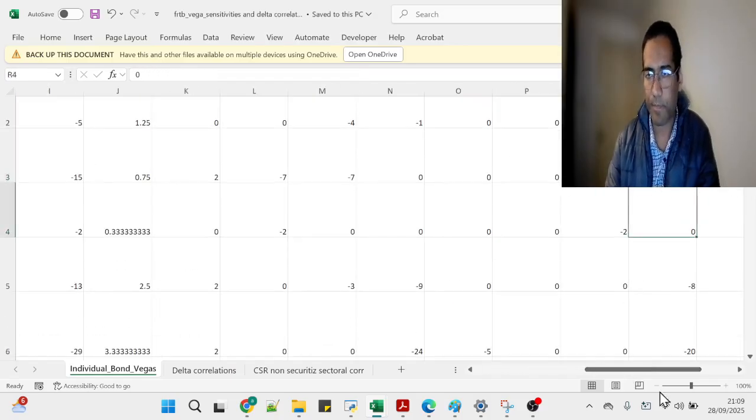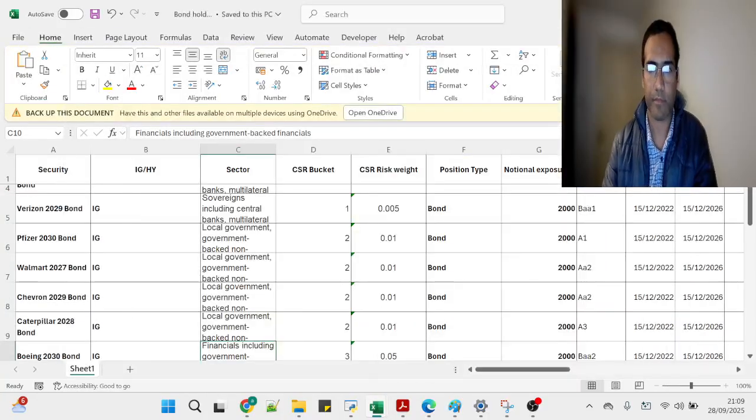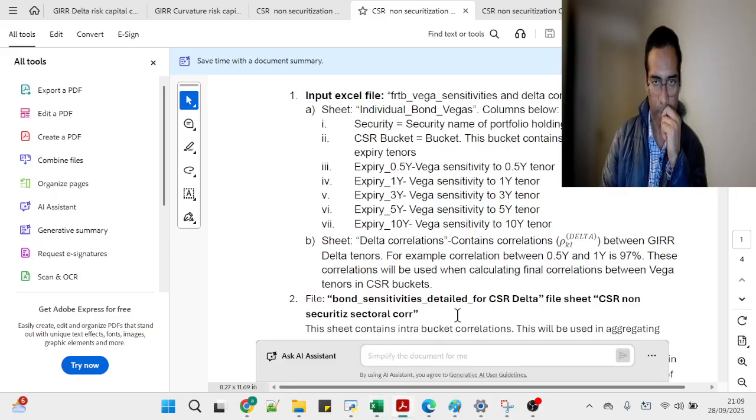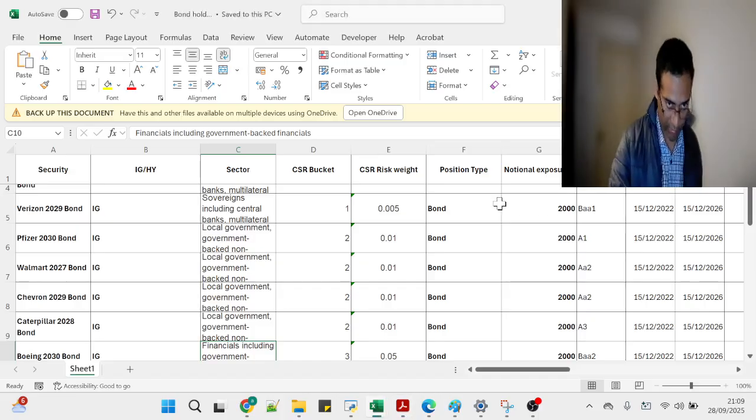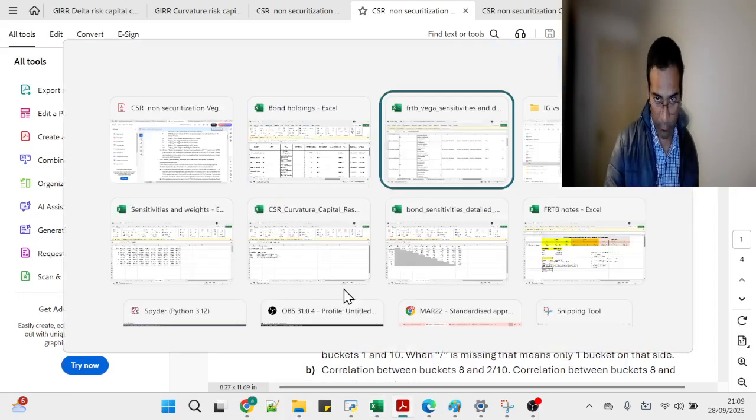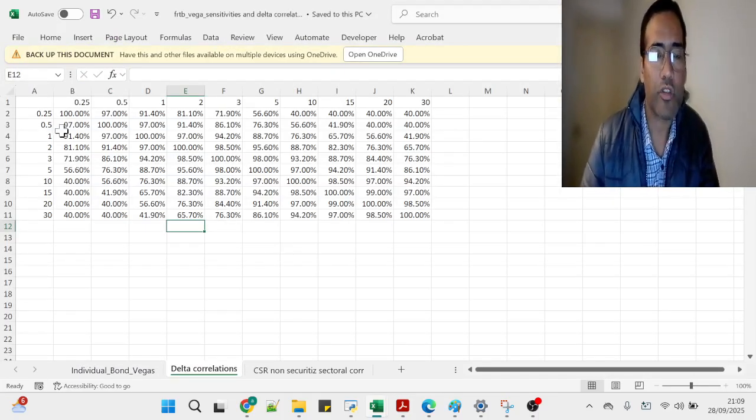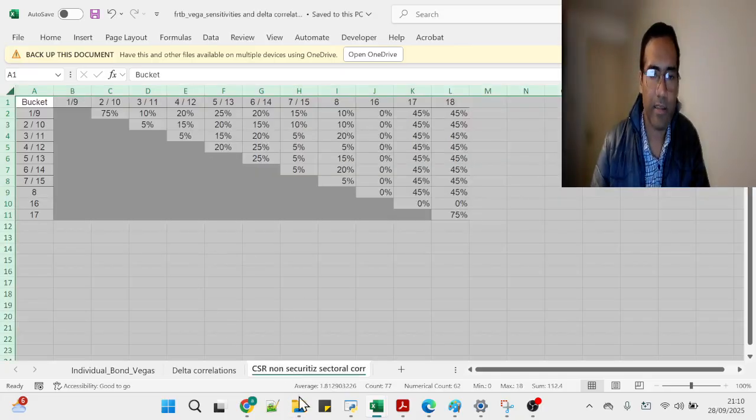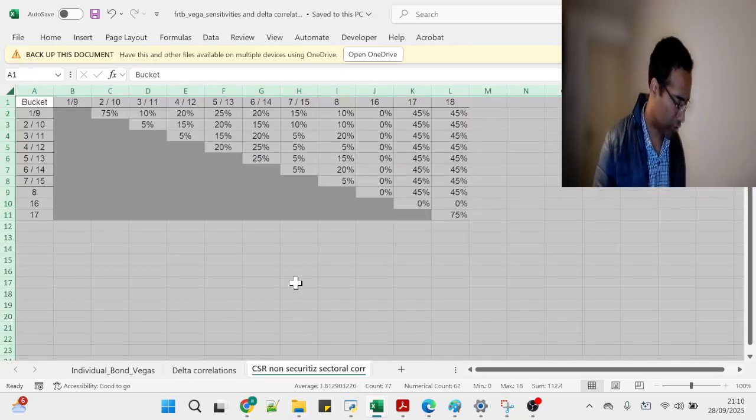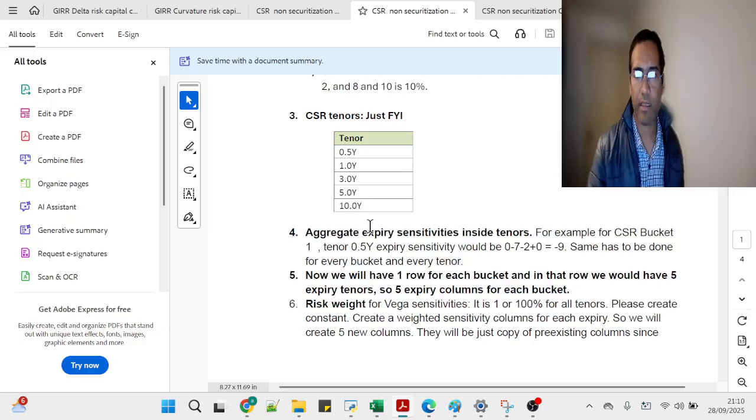All right, for each bond. And there are also delta correlations. These are the correlations. So these are the same delta correlations, both for GIRR. They are also applicable for Vega. And these are sectoral correlations, so this you have seen before. Nothing new, that's the same.